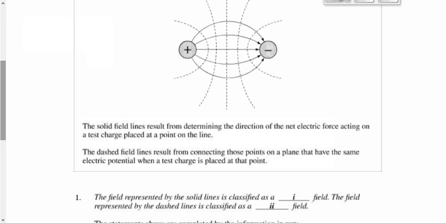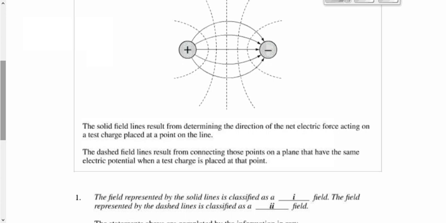Now these dashed lines might not be quite as familiar. Don't panic about that, all right? It says the field lines represent or result from connecting those points on a line that have the same electric potential when a test charge is placed at that point. We haven't done anything with that. What's the question say? The field represented by solid lines is classified as a vector field or a scalar field? How do you know?